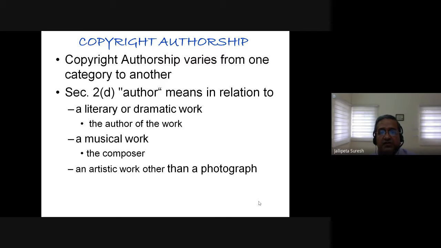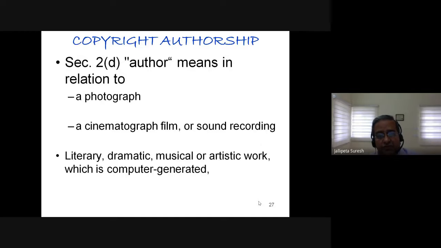What about the musical work? Please see the difference here. In case of a literary work, we said the person who wrote that book. Here, it is the person who composed the musical work. The composer will be the author here. Whereas in case of an artistic work other than a photograph, the artist is the author. Now, if it is a photograph, who is going to be the author?